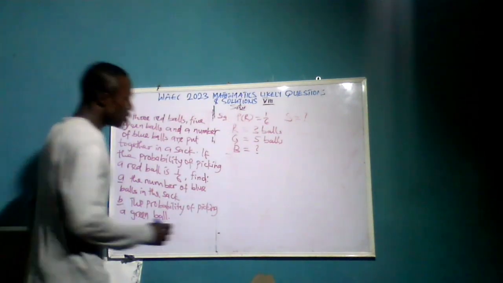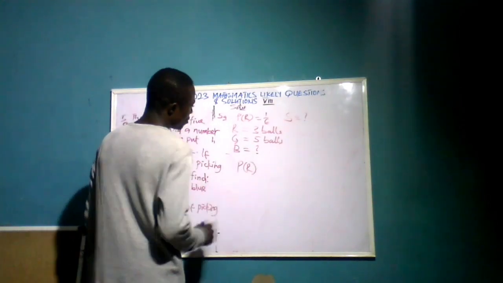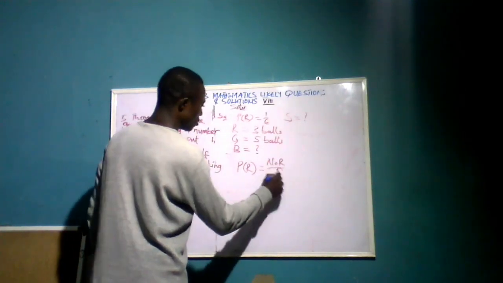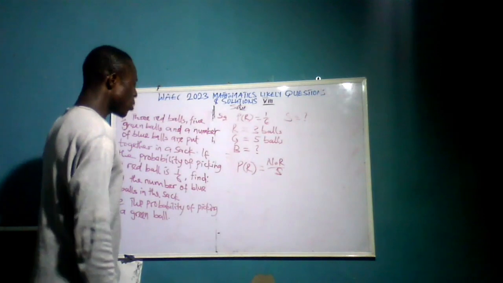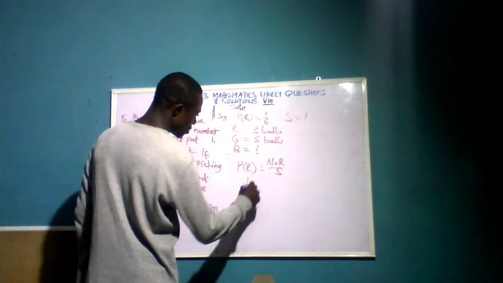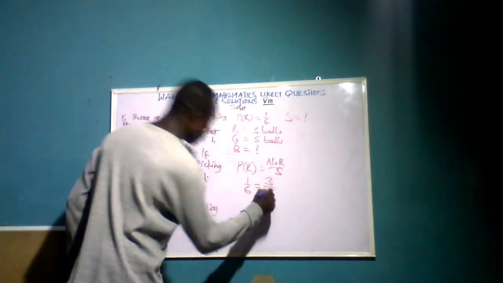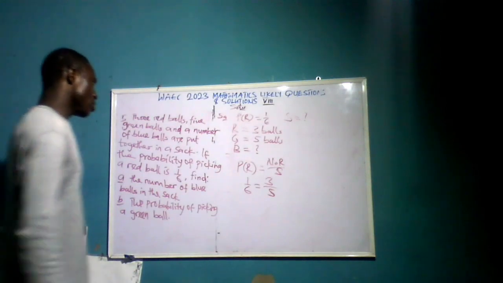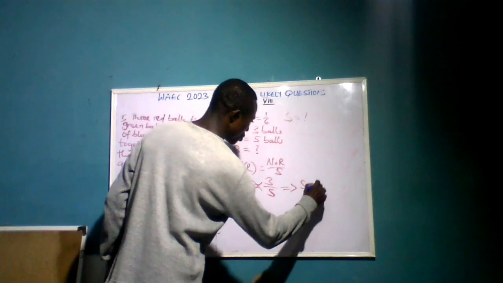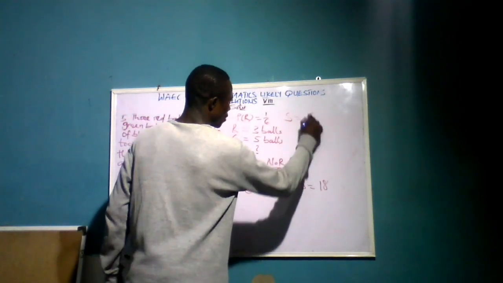And don't forget, probability of red is equal to number of red all over sample space. Well, we are given probability of red to be 1/6. That means 1/6 is equal to number of red, and red is 3, all over sample space. So from here, we can realize our sample space by cross multiplying. If you cross multiply, it implies that x is equal to 18. So our sample space is found to be 18 balls.